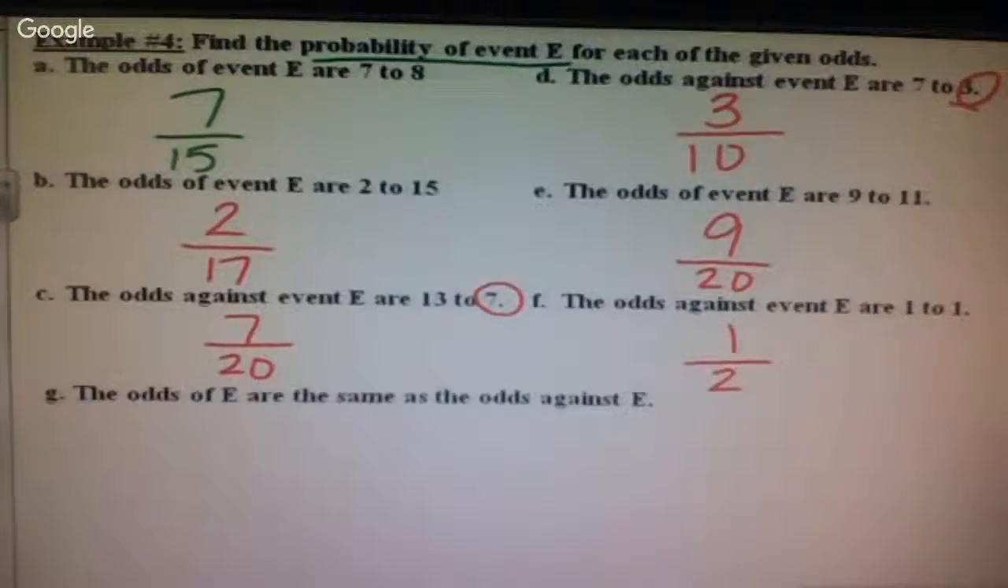Okay. What if I give you something like G, where it says the odds of E are the same as the odds against E? Would it be the same thing as 1 over 2? It would be the same thing as F. If the odds are the same for one event and the other event, they're both 1/2. They're both equal. Yay, we're done.